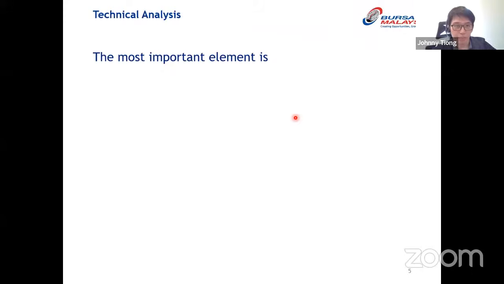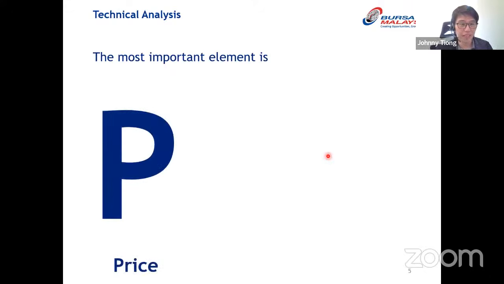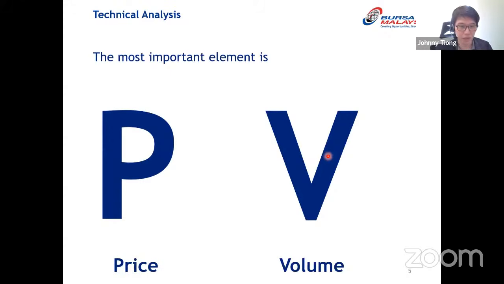So the most important elements in technical analysis for me, there's only two. One is the price, another one is the volume. These two basically are the most important elements. Price is where we can see the price action, whether we are losing money or earning money, gaining profit. So it's all driven by the volume.